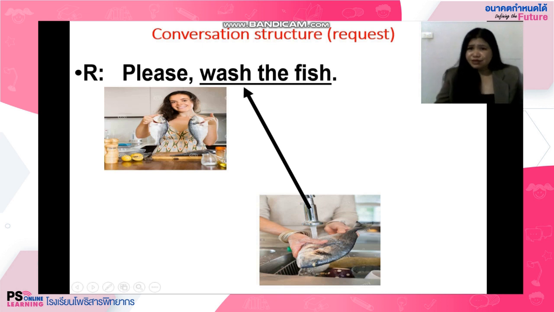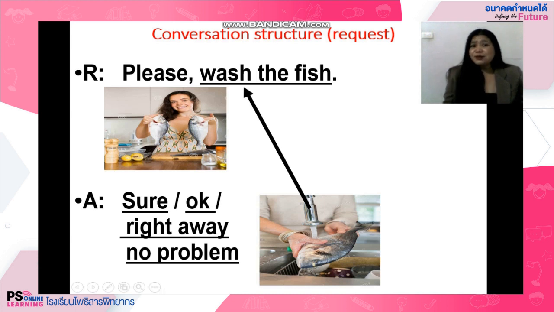And then for the answer, it's very easy. You just say, okay, sure, right away, no problem. Or any other words that have the same meaning as yes or okay. If you know more words aside from okay, no problem, you can use them. But these are some examples. You can say, sure, okay, right away, no problem. Got it? It's very easy, right? So for a request, it's very, very easy.